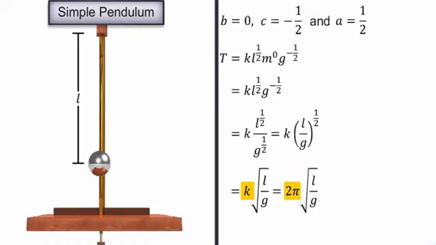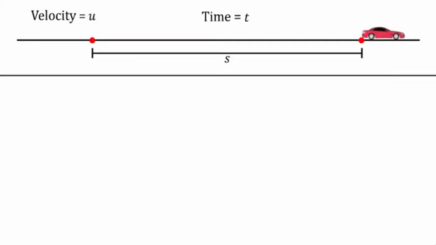However, this method cannot be applied to derive equations where addition or subtraction of different terms is involved. For example, we cannot derive the equation S is equal to ut plus half at square using dimensional analysis, even though we checked its dimensional consistency.